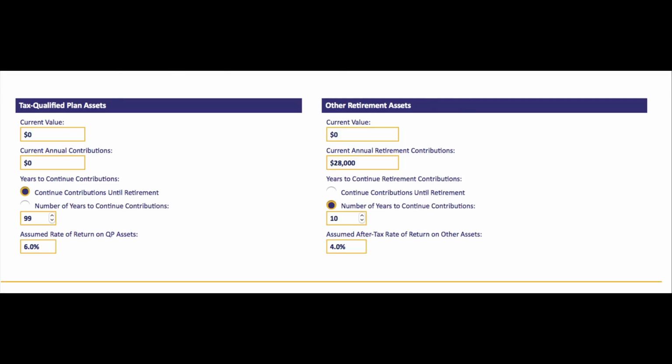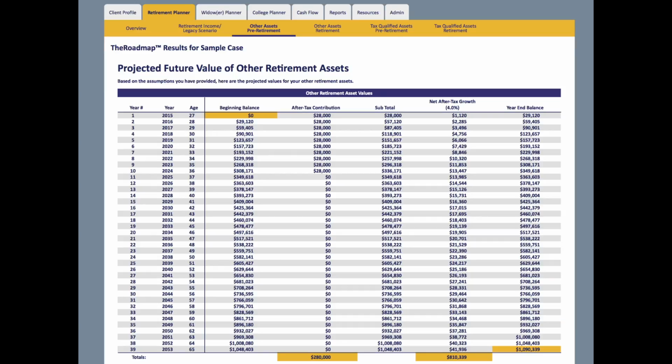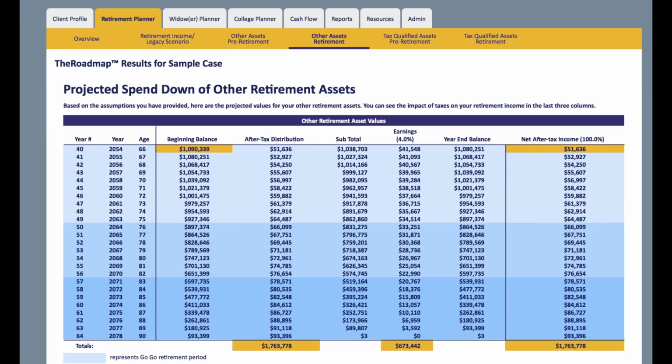Go to other assets pre-retirement. So he puts $28,000 a year in for 10 years. He gets it to grow at 65. Scroll down. It becomes worth $1,090,000. Then we go to other assets post-retirement. We take that $1,090,000. This is the income stream it would be worth.